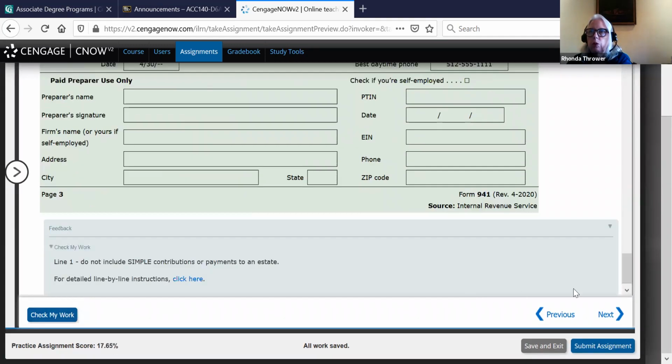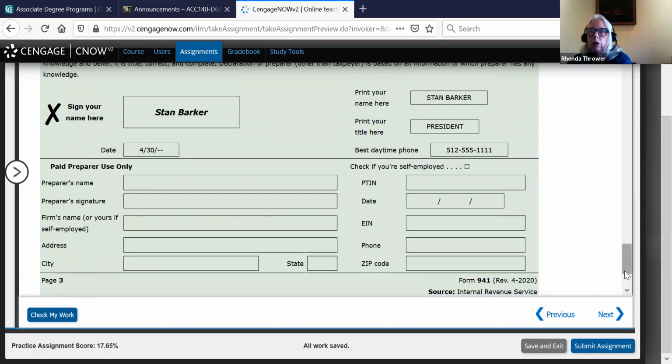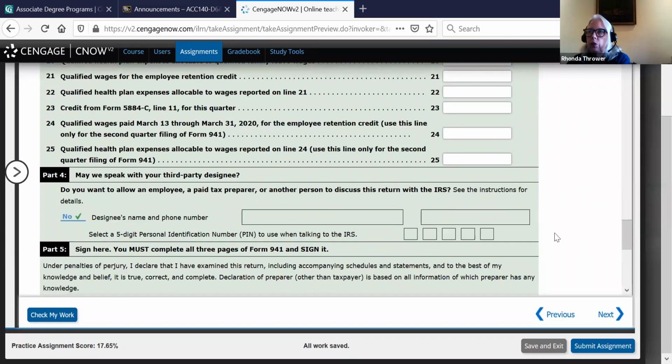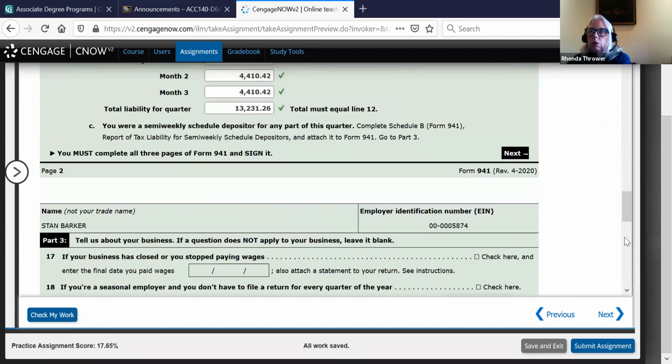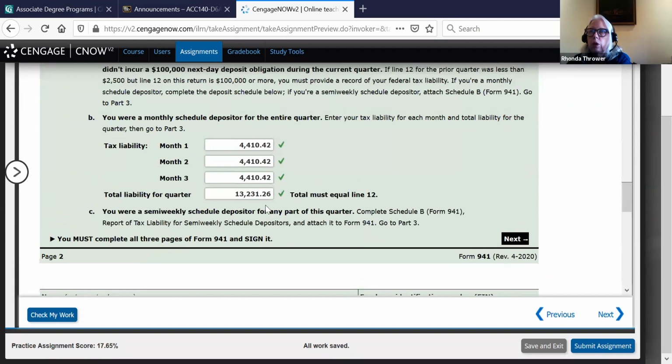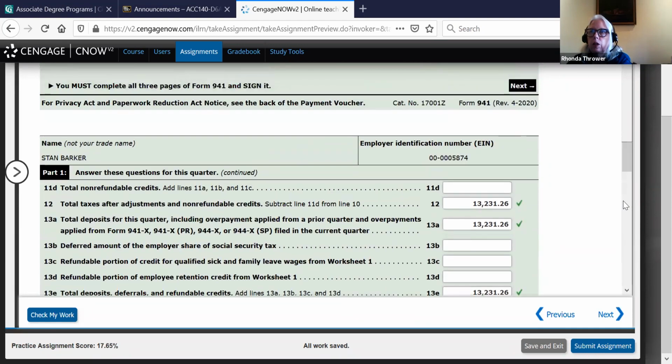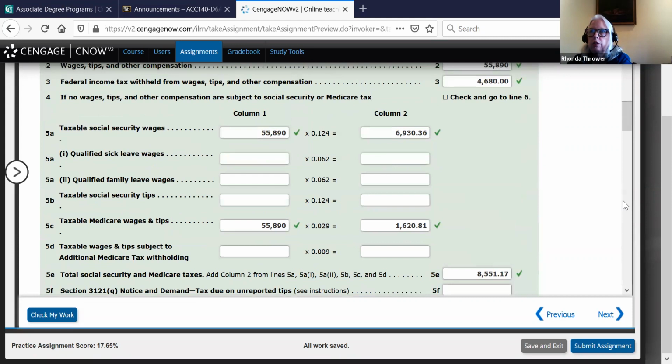So I'm going to check my work and see if there's anything that we left off here. See, they did use no here. And we're okay with adding up the deposits. And the rest of this looks good.